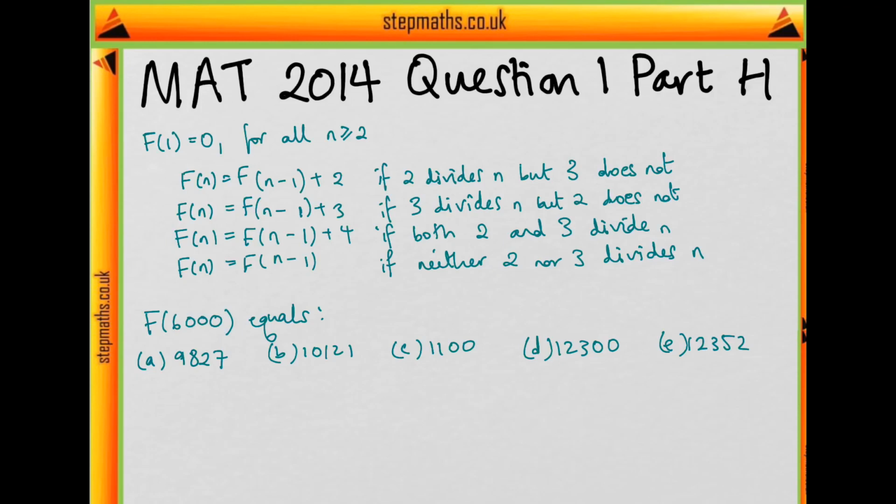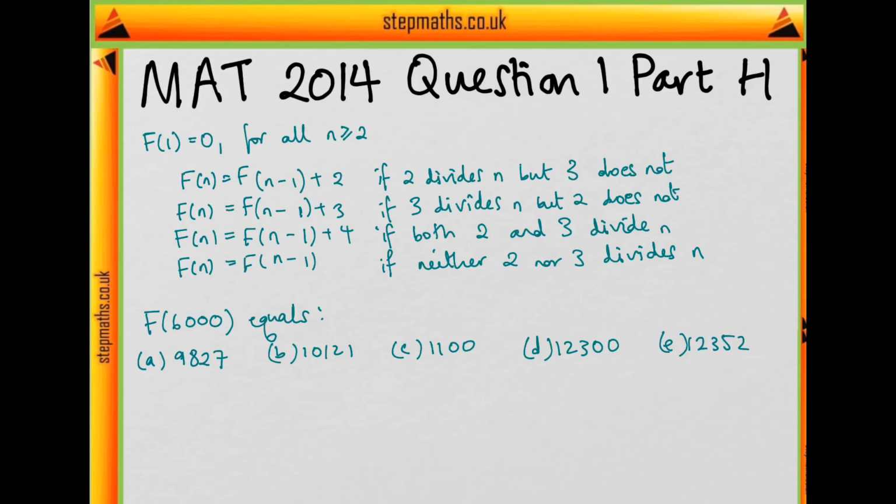Well, I suppose you could think that, okay, I'll just use the recursive formula and go f(6000) is equal to f(5999) plus, well, 2 and 3 both divide 6000, so I'm going to have plus 4. But then, if you want to get down to something that you know the value of, we're going to have to reduce this all the way down to f(1), and to do that we're going to have to do this like 6,000 times, so that's going to take a very long time, much more time than we have in the exam. So what is a quicker way to do this?